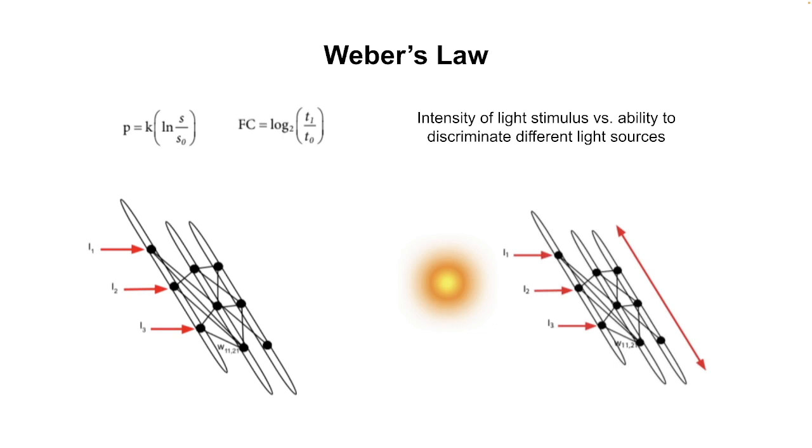So one example of psychophysics is Weber's law. This is where we look at the intensity of the light stimulus versus the ability to discriminate different light sources. So sometimes the light isn't coming from one direction, as you saw in these environments. Light is being diffracted, and so it's coming from different directions. There's this sort of effect when you're underwater, where the light is indirect.